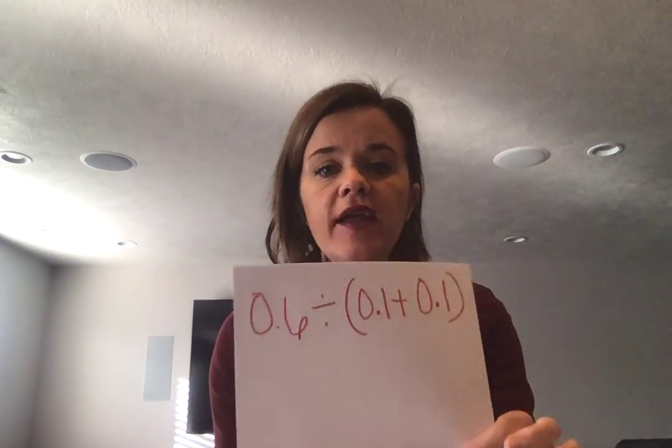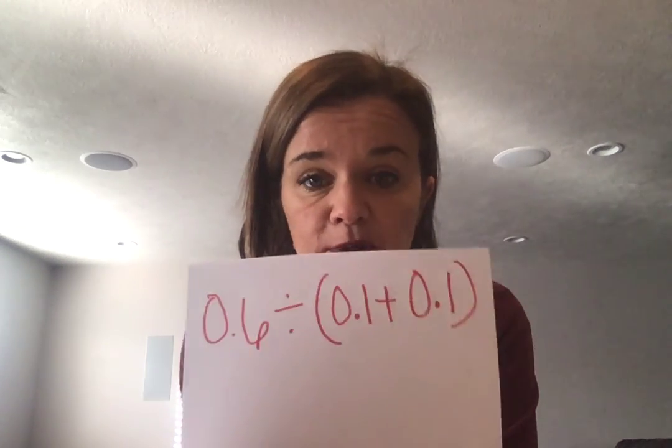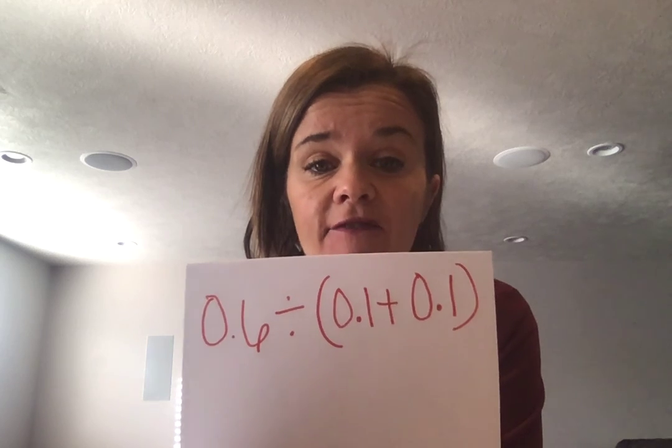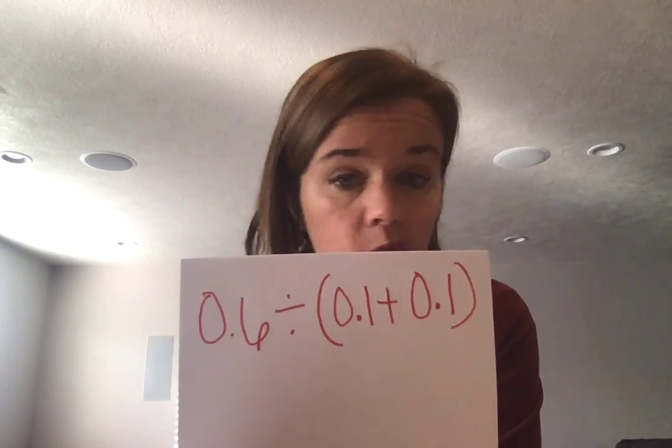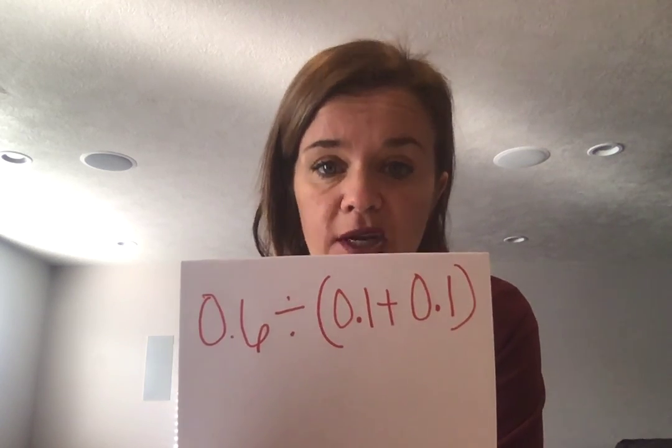So here's my next problem. My next problem says this. It has 0.6, and then there's a division sign. All right, here we go. So here's my expression, right? I know it's an expression because it has nothing for an equal sign. There's no equal sign, so that means it's an expression.